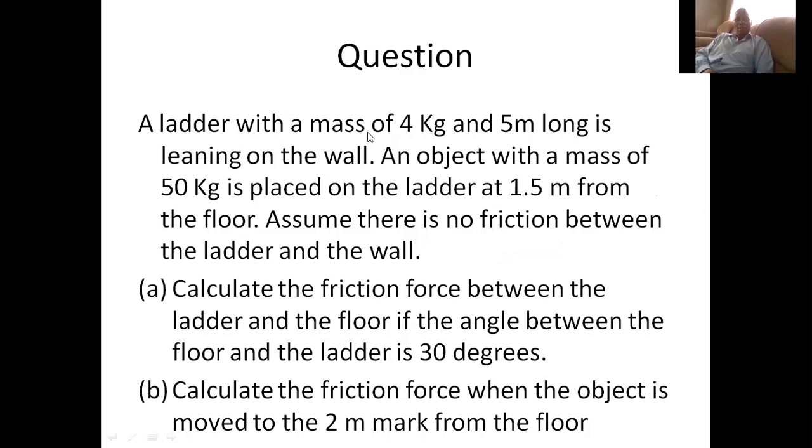A ladder with a mass of 4 kg and 5 meters long is leaning on the wall. An object with a mass of 50 kg is placed on the ladder at 1.5 meters from the floor. Assume that there is no friction between the ladder and the wall. The first part of the question is we need to calculate the friction force between the ladder and the floor if the angle between the floor and the ladder is 30 degrees.